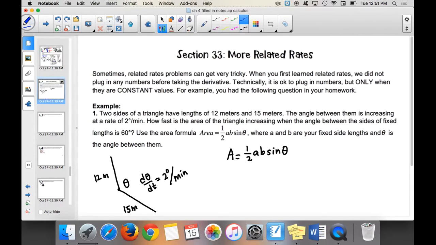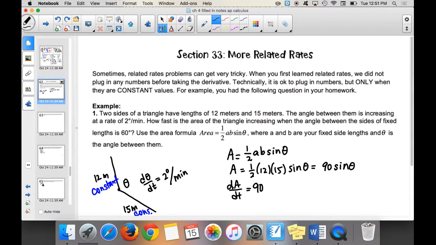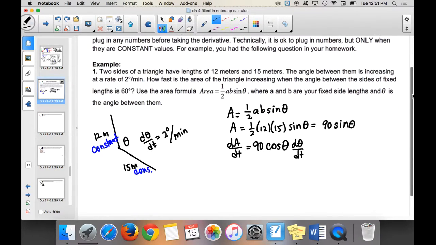All right, so A and B are both constant values, so we can plug in A and B. So I have A is equal to 1/2 times 12 times 15 times sine of theta, which simplifies down to 90 sine theta. So now when I take the derivative, it's not scary at all. It's just 90 cosine of theta d theta over dt. And we can handle that. Wait, where did the 90 sine come from? I did 1/2 times 12 is 6 times 15 is 90. So I just found the number.